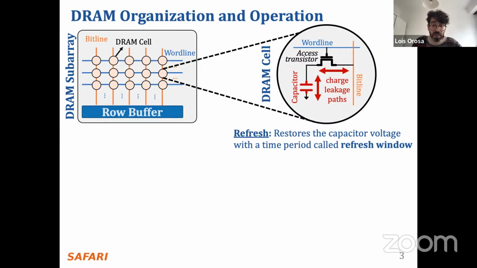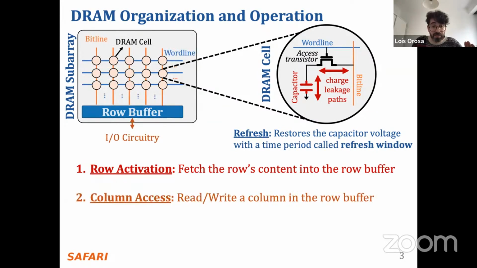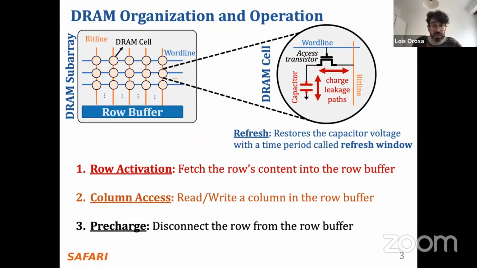To access a DRAM cell, the memory controller must first open or activate the row to fetch the row's data into the row buffer. The read and write requests targeting the row are serviced from the row buffer. After all requests are serviced from the row, the memory controller must close or recharge the row in order to begin accessing data from another row.